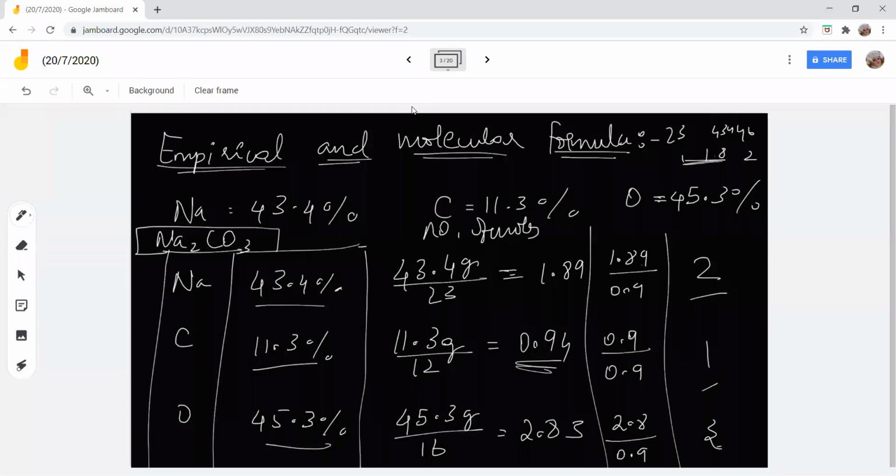Ma'am, how can you assume that the total mass is 100 grams? How can you assume? No other go for me. Then what mass will I consider?